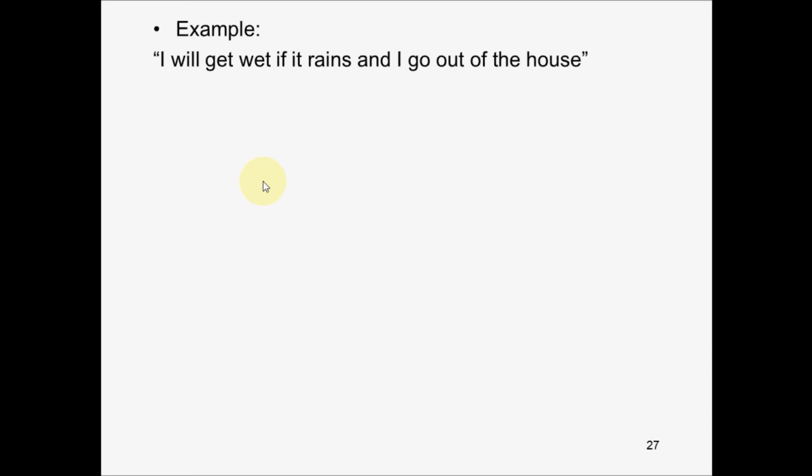So we will take a quick example. Suppose there is a sentence: I will get wet if it rains and I go out of the house. Let's say this is a sentence. Now, first of all, one thing is very clear that this is not an atomic proposition. Why? Because there are many sub sentences which are present in this sentence.